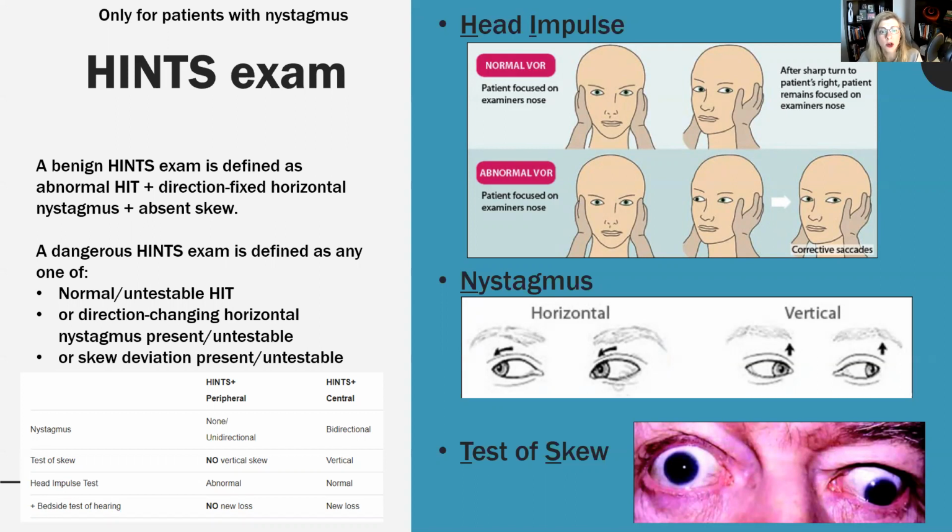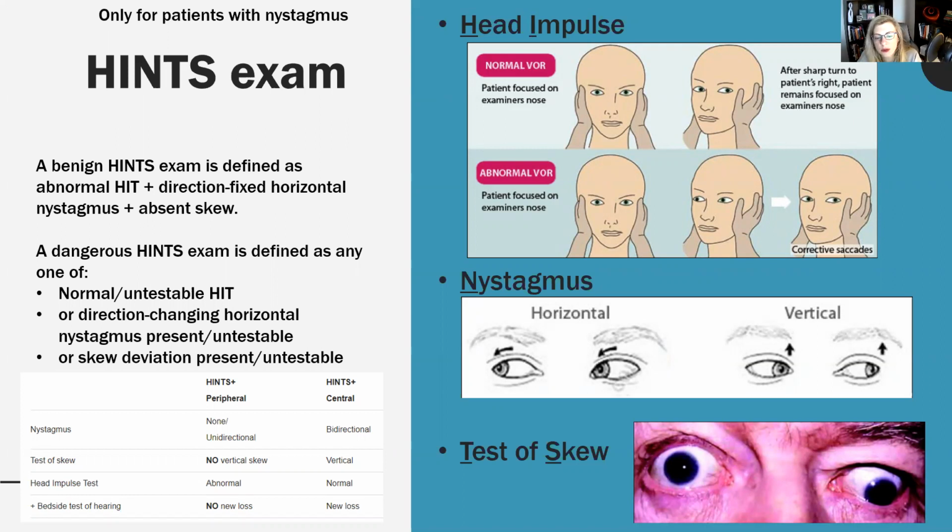For nystagmus, remember that we're doing HINTS exams only on patients with nystagmus. So we already know that nystagmus exists. What we want to pay attention to is how. Is it on one side or the other? Is it vertical, up and down? Is it horizontal, side to side? Is it rotary, in a circle? And is it fatigable? And then finally, there's the test of skew.